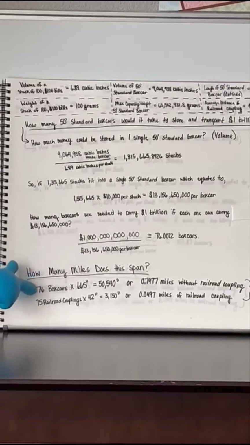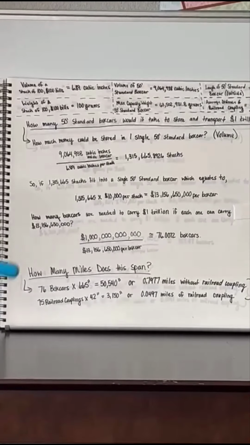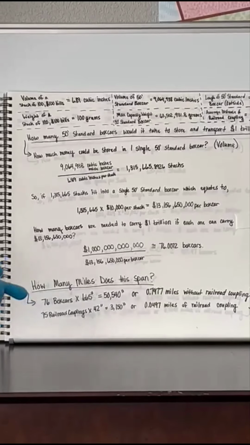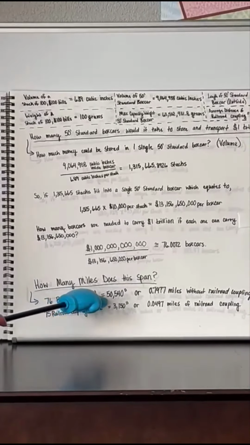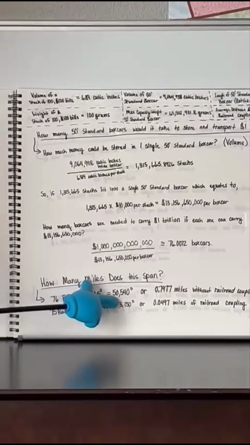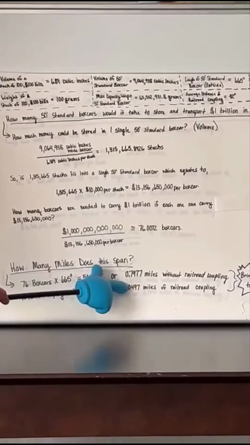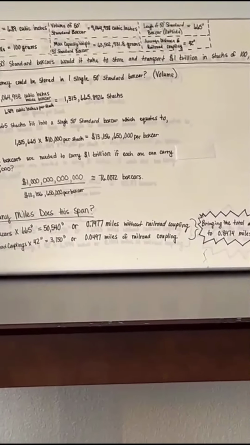Okay, so if we have 76 boxcars, and we know that the length of the outside of each one of these boxcars is 665 inches, we're then just going to multiply those two numbers together to give us a total of 50,540 inches, or 0.7977 miles without railroad coupling.